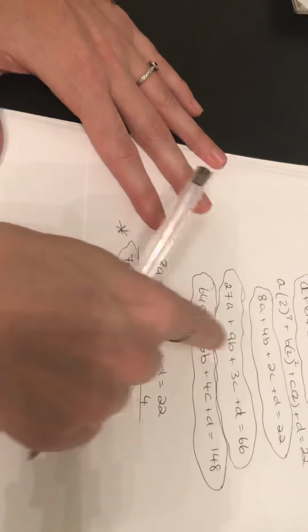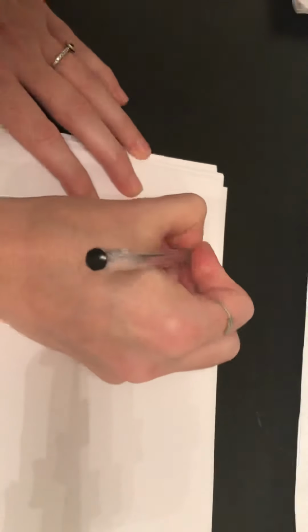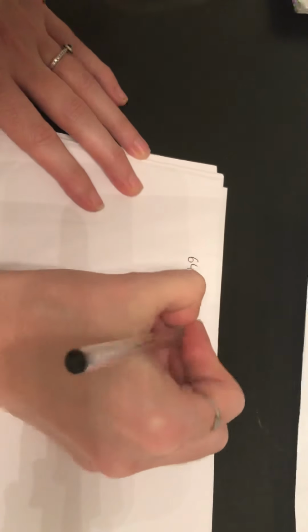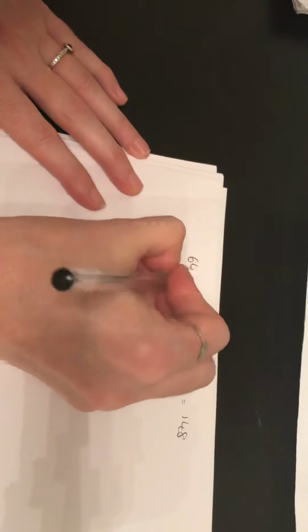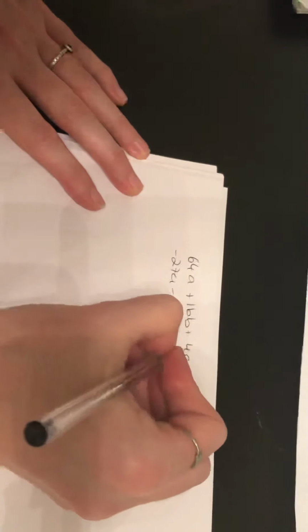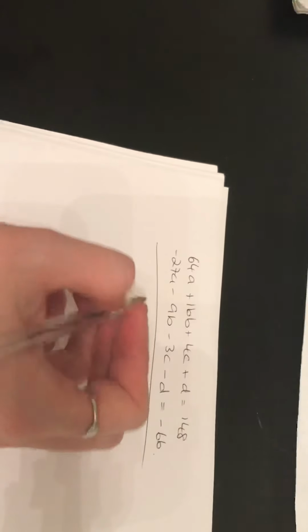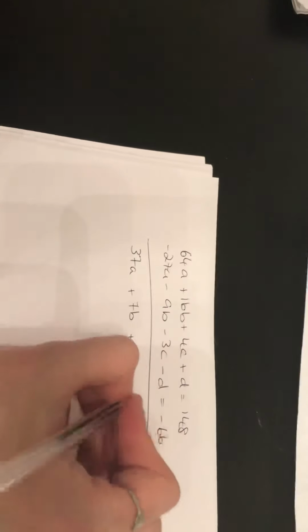I'm going to take these 2 equations and I'll leave this one as it is and I'll multiply this one by a minus. And I'm just going to keep persevering like this until I eventually get what A, B and C are. 64A plus 16B plus 4C plus D equals 148. Minus 27A minus 9B minus 3C minus D equals minus 66. I end up with 37A, 7B plus C equals 82.